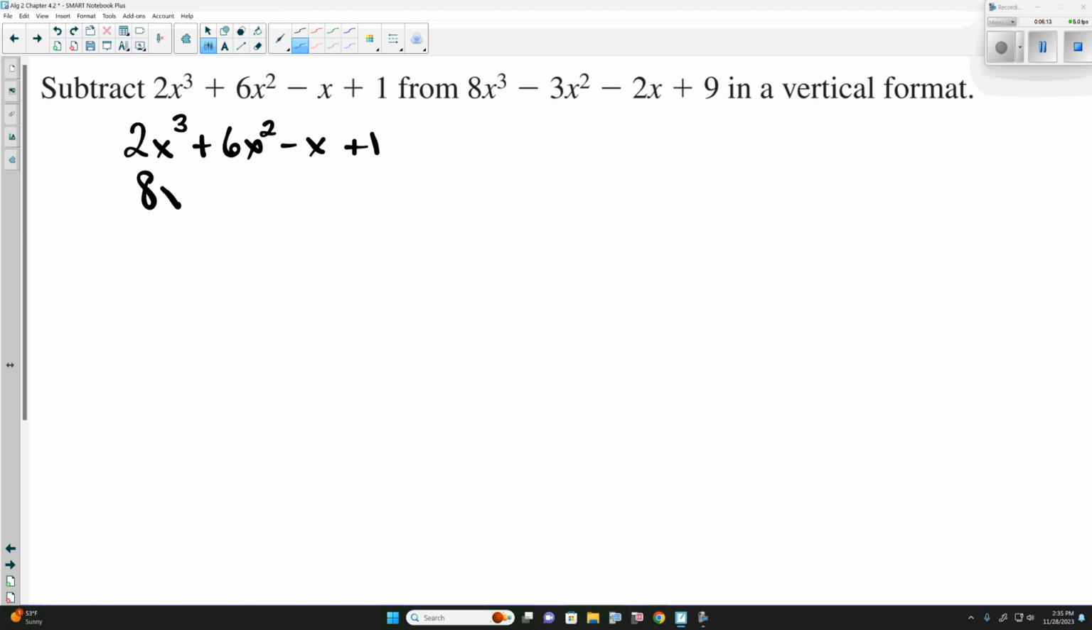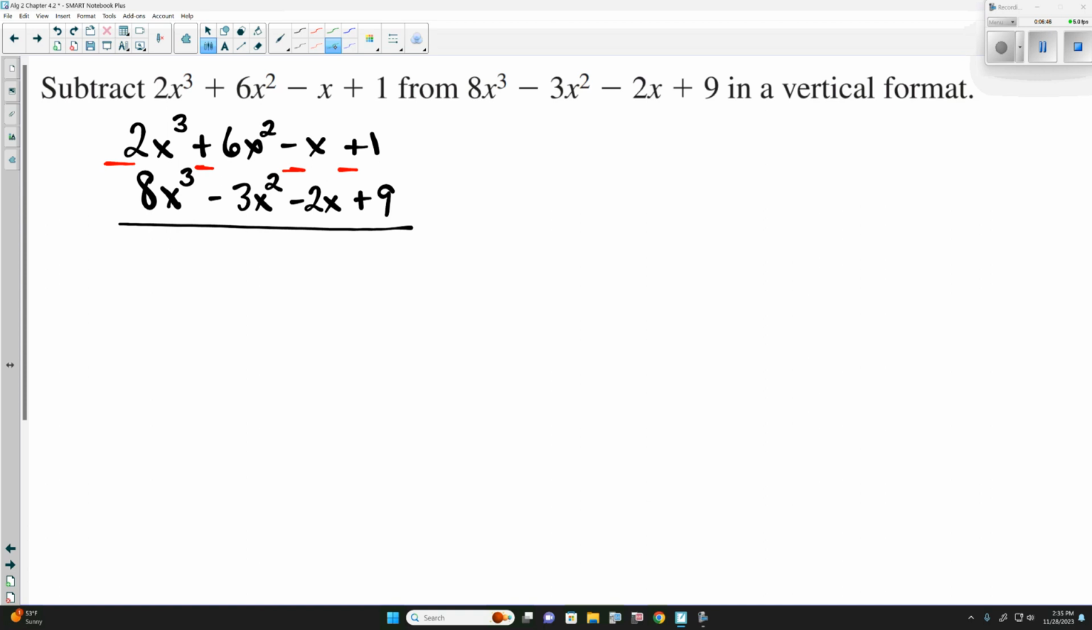Our second expression, we will line it up. So the 8x cubed will go under our x cubed term. Our negative 3x squared goes under our squared term. The negative 2x goes under the x term. And our constant term 9 goes under the constant term. We line up our like terms. And at this point, we're going to subtract the two expressions from each other.